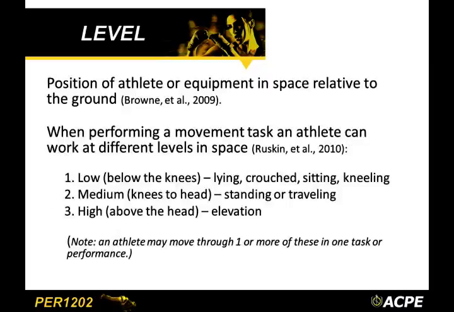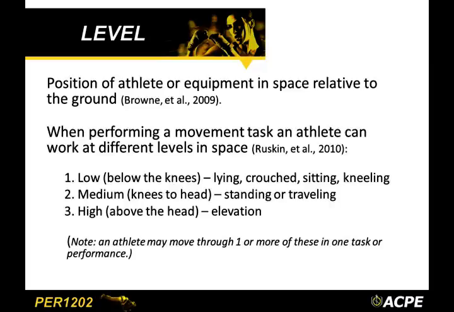Level. That's the position of the athlete or equipment or part of the athlete in space relative to the ground. So we have three levels. Low. So we're talking about below the knees, lying, crouched, sitting or kneeling. Medium, knees to head, standing or travelling. So mainly if we're running or walking, that's in the medium level. High, above the head elevation.